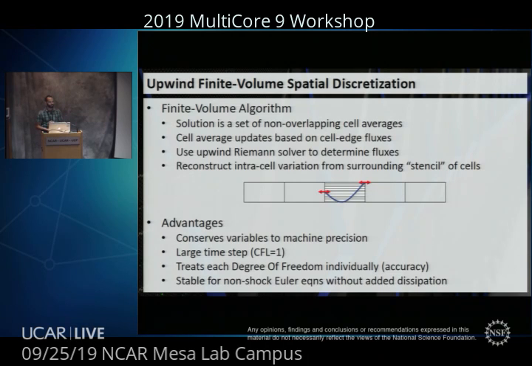And while that is more costly, again, we're not that worried about computations as long as they're in cache. It tends to give better accuracy in a limited context when you treat each degree of freedom individually rather than treating them in blocks. And as long as you don't have shocks in the Euler equations, it's stable without the need for added dissipation, which also can be very difficult to achieve for non-upwind finite volume methods and for finite element methods as well.